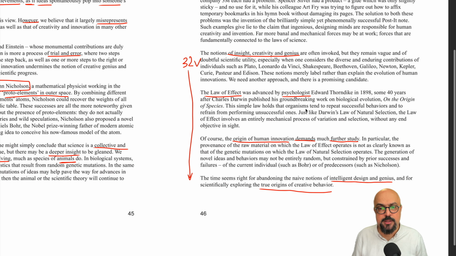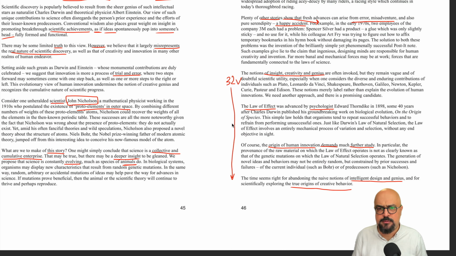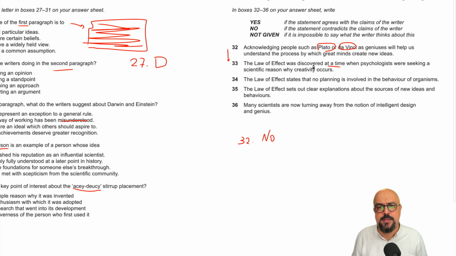Yeah, and to repeat, involves an entirely mechanical process of variation without any end objective in sight. So, what's the question again? At a time when psychologists were seeking a scientific reason why creativity occurs. Well, I didn't see anything clear about this. So for now, we have one answer, which is not given, NG. You can write not given or just NG, doesn't matter.